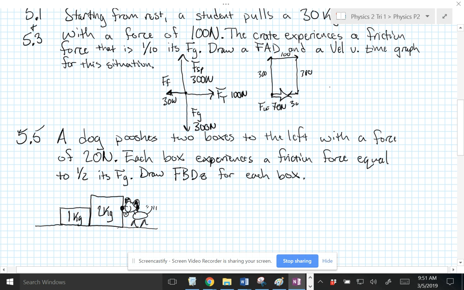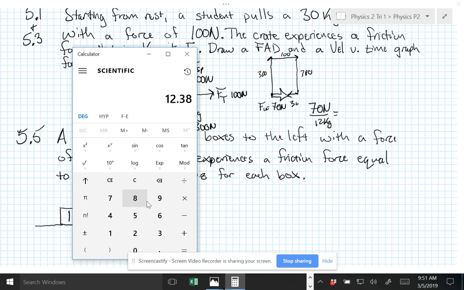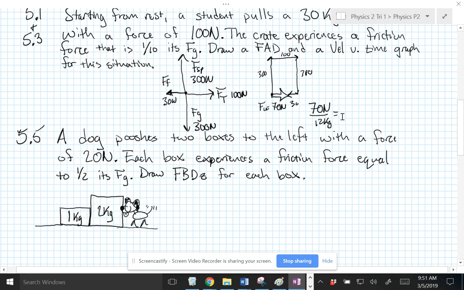All right. And so now I can say 70 newtons divided by the 12 kilogram mass. That's going to give me the acceleration. So I bust out my trusty calculator. 70 divided by 12. 5.83. That's the acceleration. I need that to be able to draw my velocity versus time graph.